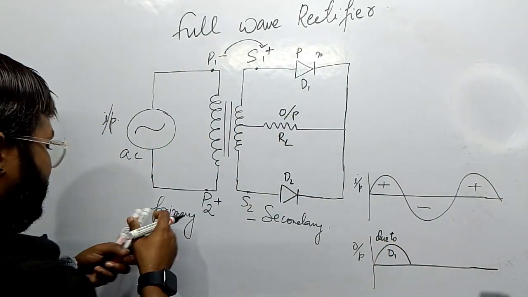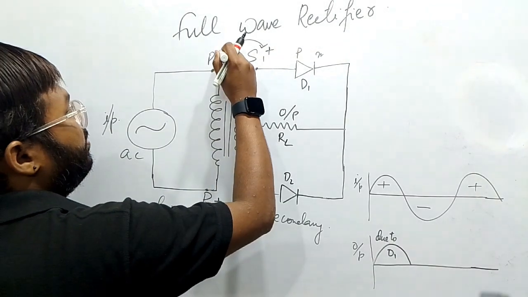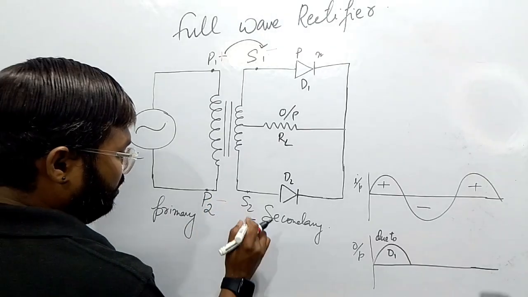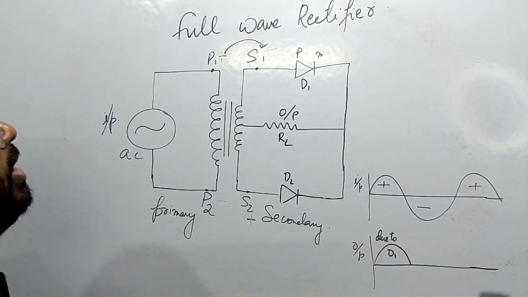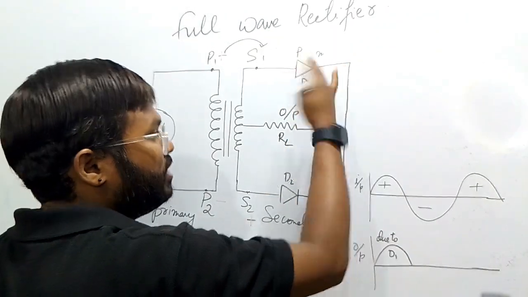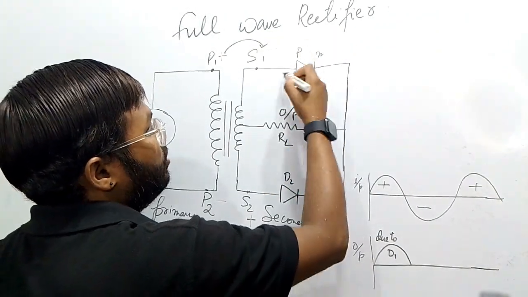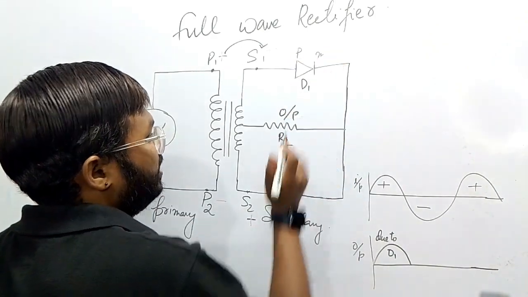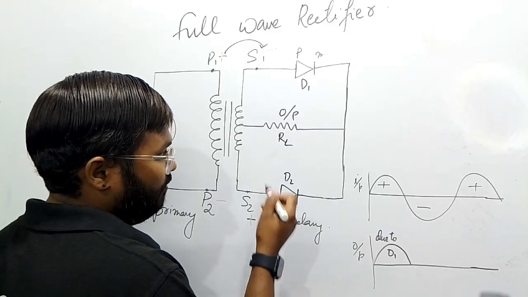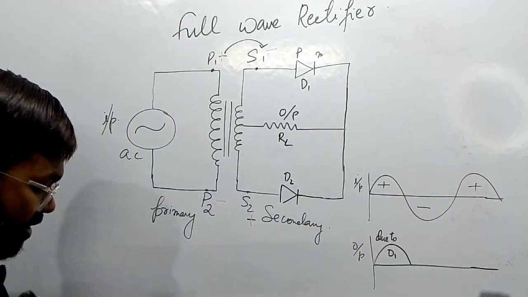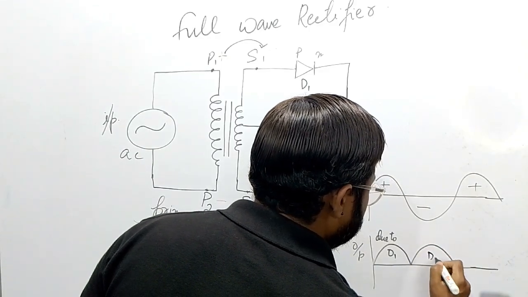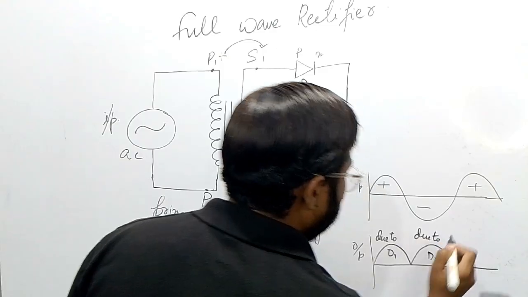And then next, here positive, this will be negative, and here negative, this will be positive. Now what happens, now this will behave as reverse biased, and you'll have high resistance. So for D1 you won't get any result, and for D2 this will behave as forward bias, and for this you'll get one positive half cycle. So here you can also draw one positive half cycle. This is due to D2.